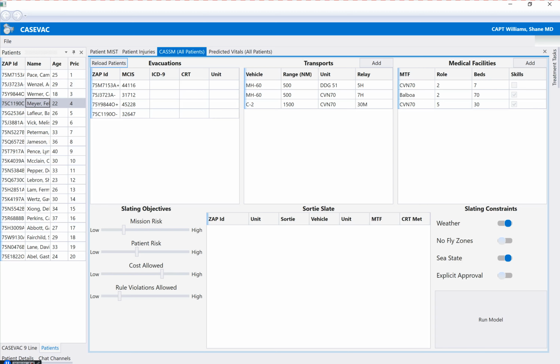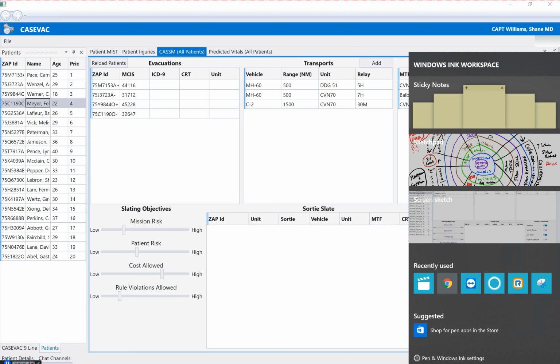Hi, my name is Master Chief Potter, and I'm retired from the Navy as an electronics technician, and I would like to explain the casualty evacuation concept. And first, I want to talk about what the operational problem is that we're trying to solve.